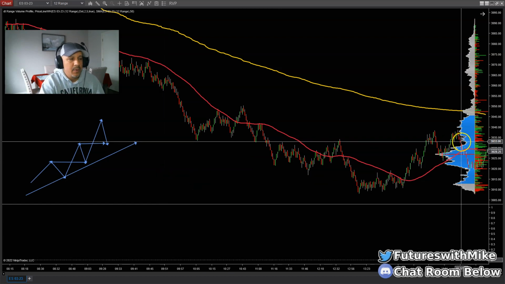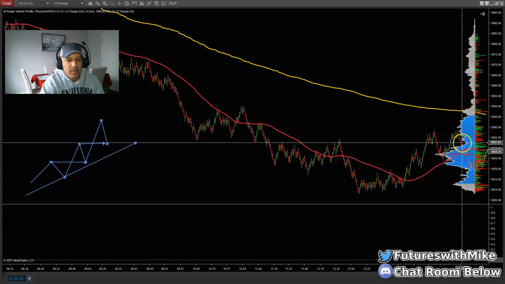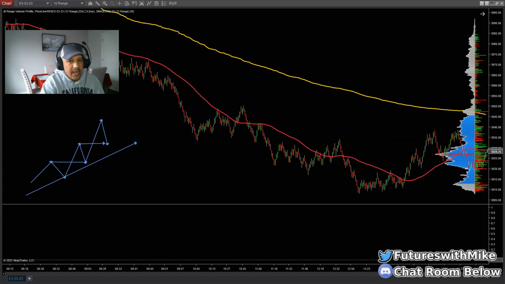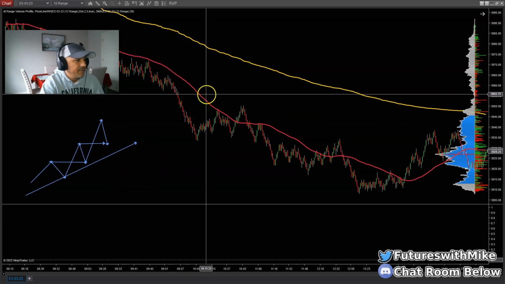But I want to show a couple of examples, like I just said. We'll look at yesterday's price action. I have this right here, the 50 SMA.